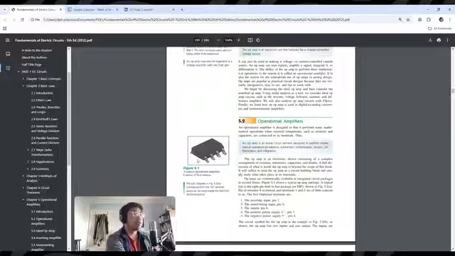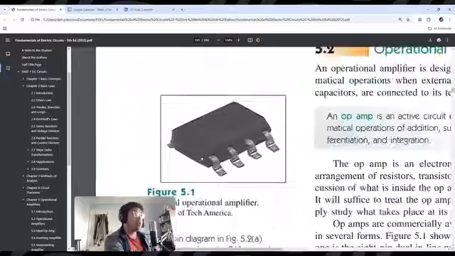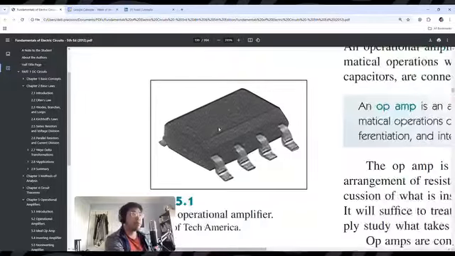So here is an example of an op amp. It looks like an eight-legged bug, or almost like a spider or a beetle. It's the figure here. Figure 5.1 says a typical operational amplifier, courtesy of Tech America.